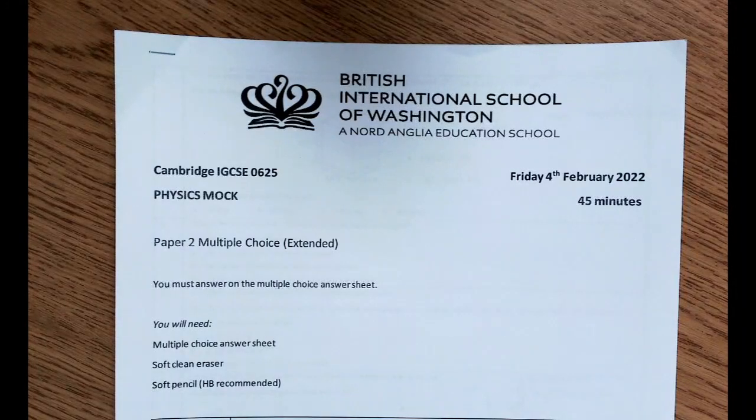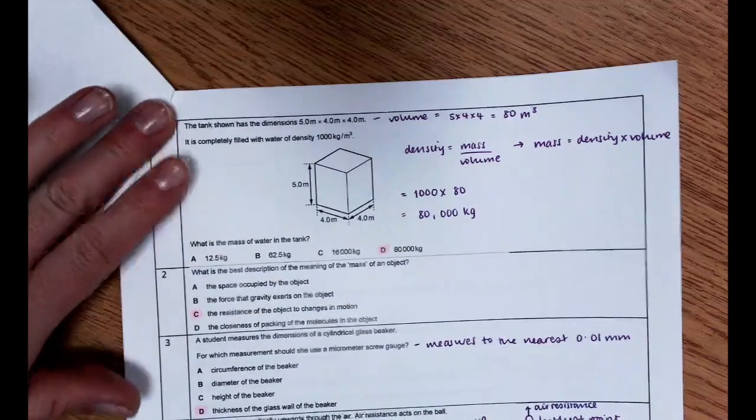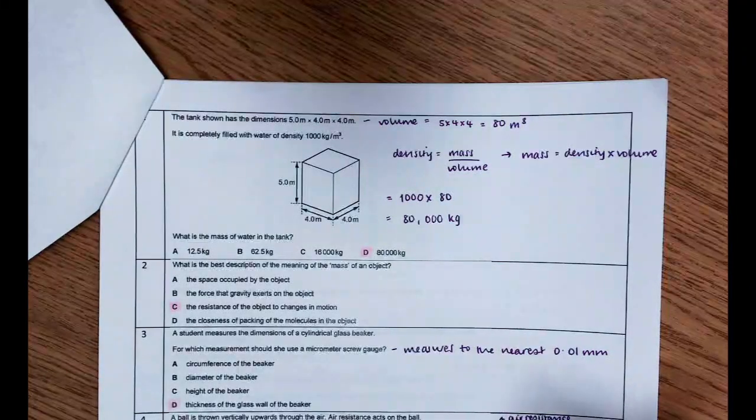Morning Year 11, so we're going to look at your multiple choice paper. You'll see how well each question was done by looking at your spreadsheet. I've added the percentage of the class that got each question right, so you'll see relatively how difficult the questions were as you go through.